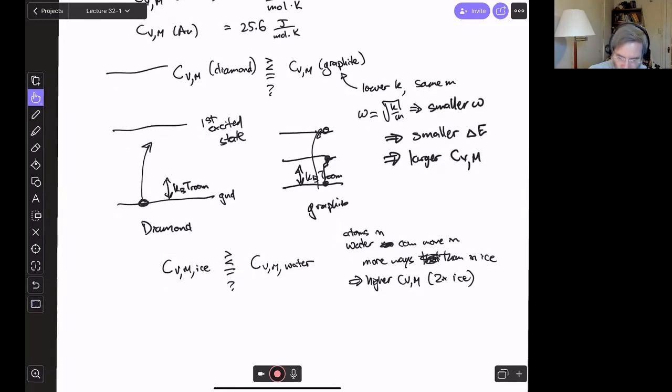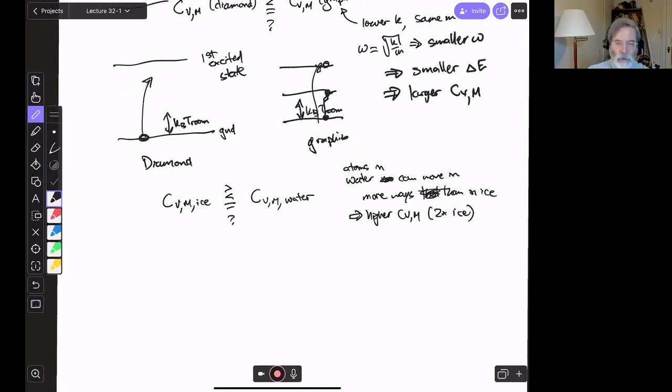Now, often in everyday life, you are experiencing heat capacity of things not so much in terms of the molar heat capacity as in terms of the specific heat. And I want to remind you the specific heat is the heat capacity divided by the mass, or we could write it as the molar heat capacity divided by the mass of 1 mole.